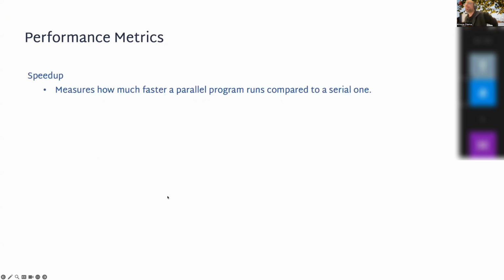So the first metric is speedup. Speedup, as the name suggests, measures how much faster a parallel program runs compared to a sequential program. We want to know how much better we are doing using a parallel program. The equation is quite simple. We just divide the time taken by the sequential program by the time taken by the parallel program. Quite simple. And here both times, the sequential time and the parallel time, are wall clock times, as we discussed before.